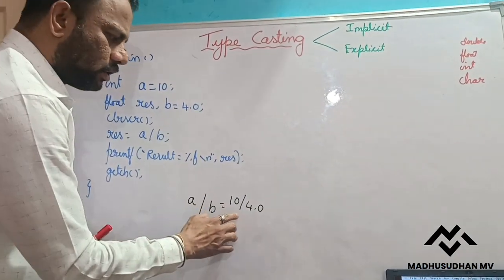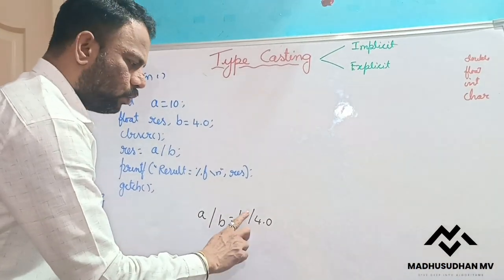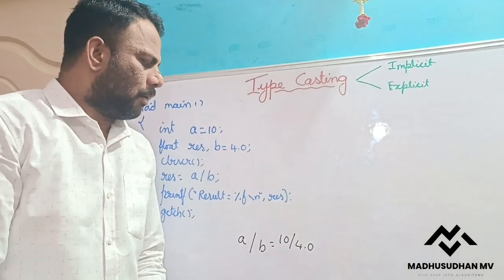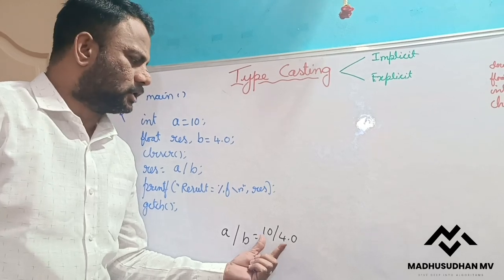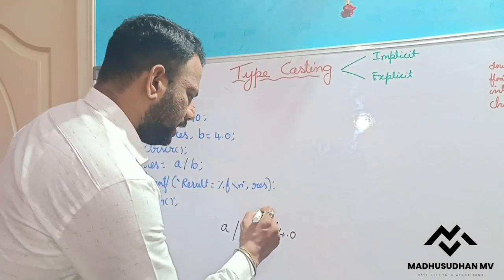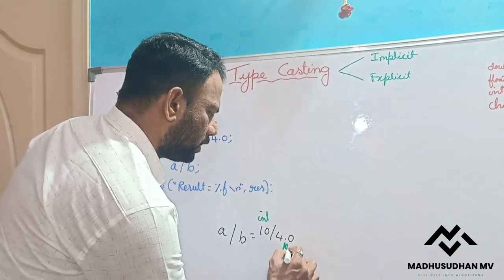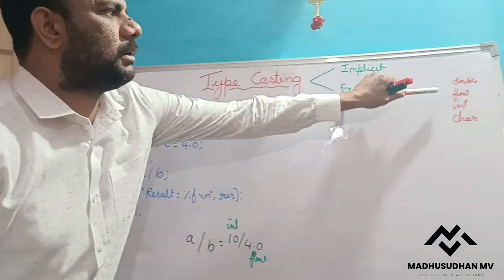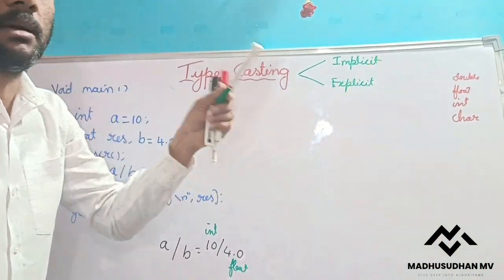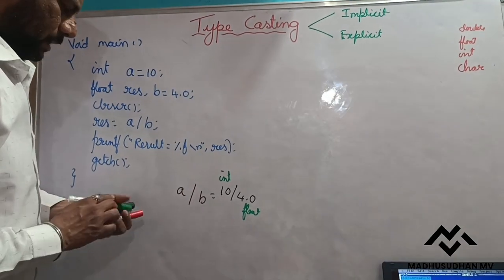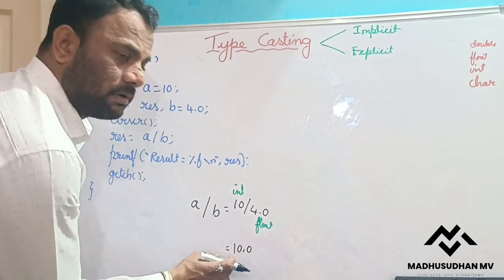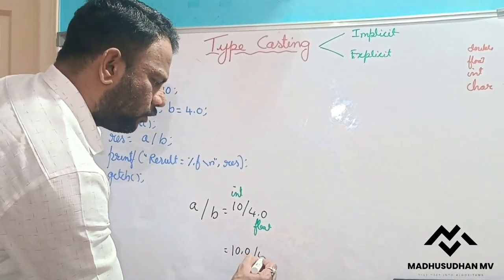Now when I'm doing a division operation on two operands, one is an integer and the other one is floating point, our compiler automatically converts the lower data type to the higher data type. This is integer and this is floating point. Among integer and floating point, integer is the lower data type. Now this integer is converted to the higher data type by the compiler automatically. So now the same thing is written as 10.0, converted into floating point, the higher data type, and 4.0.